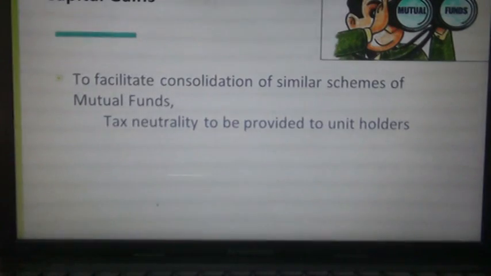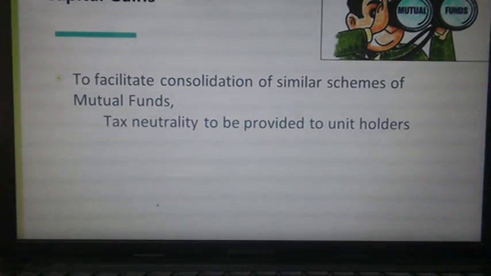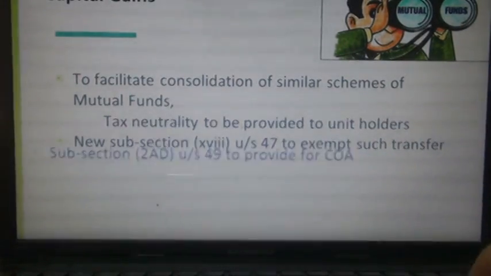Going further, the amendment also says that period of holding of the units of the consolidating fund will now be included in the period of holding of the consolidated fund. Same goes for cost of acquisition. So we have these amendments as far as capital gains is considered.